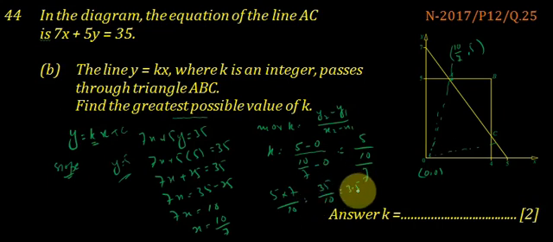So k is 3.5 here, and we have to find the integer value of k so that it is inside the triangle. So definitely k taken as 3 must be the greatest possible integer, and it represents the slope, and it must be inside the triangle.